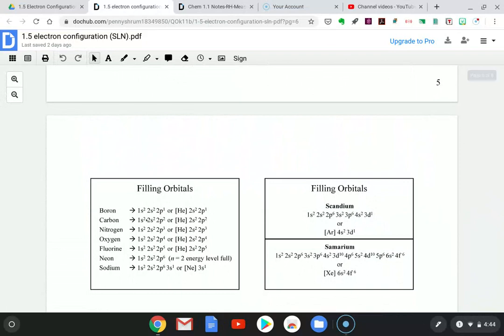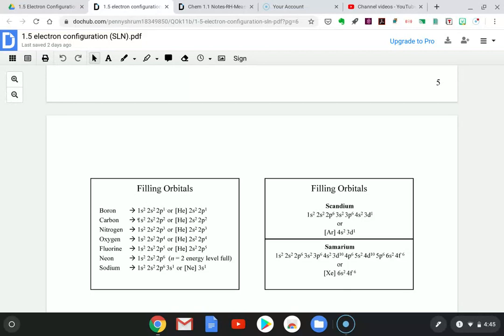So you can see the filling orbitals for boron, carbon, nitrogen, oxygen, fluorine, neon, and sodium there. Again, each of these we're just adding one more. Once we get to the 2p sublevel, the 2p sublevel can hold 6 electrons. And so we've got 1s2, 2s2, 2p1 for boron, which has 5 electrons.